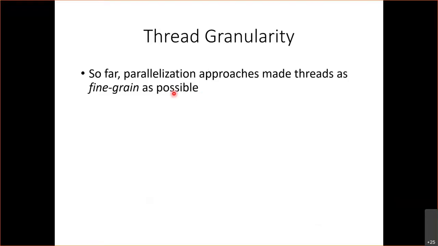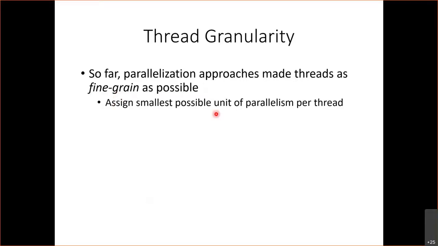So far, the parallelization approaches that we've been using to parallelize these different applications, we've been following the strategy of making threads as fine-grained as possible. What do I mean by threads being as fine-grained as possible? I mean that we're assigning threads to the smallest possible unit of parallelism. So, for example, when I did vector addition, I had every thread responsible for one vector element, not two. The smallest possible unit of parallelism is one vector element, adding one vector element to one vector element and producing one vector element. So we had one thread do that.